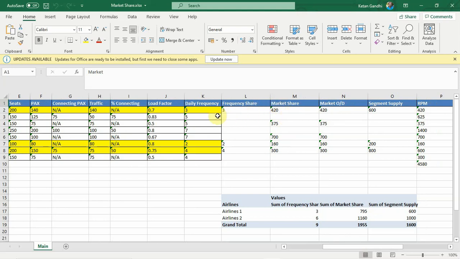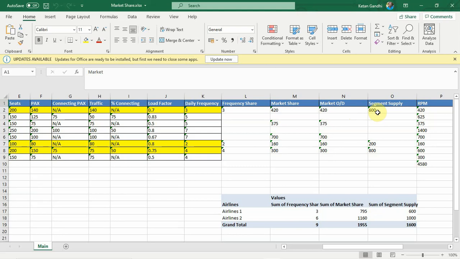The frequency share for this route was 3, for this route was 2 and 4 for airline 2. For airline 1 we are talking about Washington to Boston frequency share. Then the market share is this. It is already calculated. We are analyzing the market for Washington to Boston. So those are the figures.